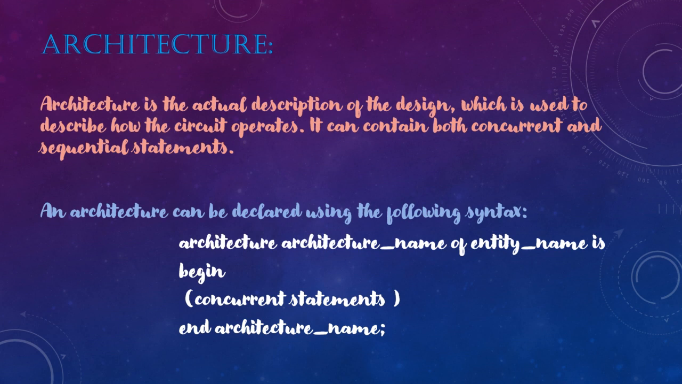Architecture. Architecture is the actual description of the design, which is used to describe how the circuit operates. It can contain both concurrent and sequential statements. An architecture can be declared using the following syntax: architecture name of entity name, begin, the statements, and end architecture name.